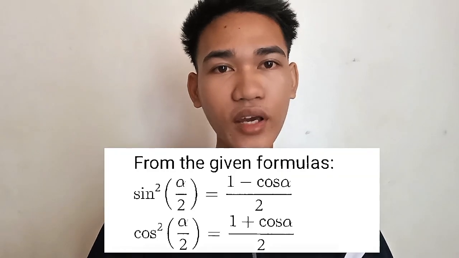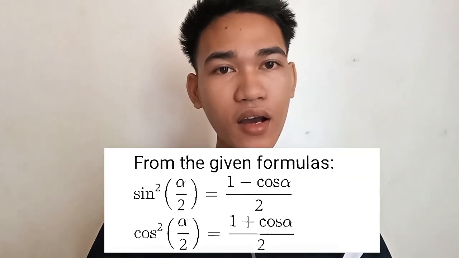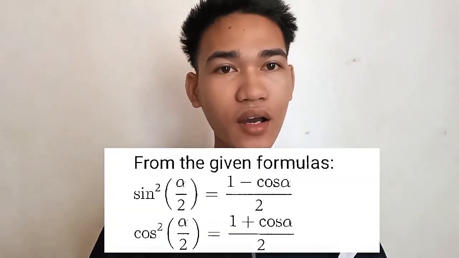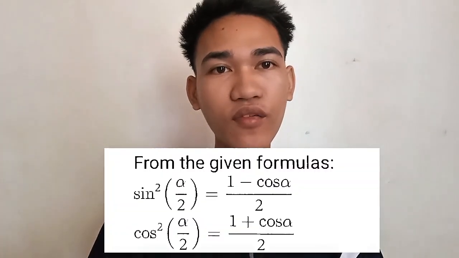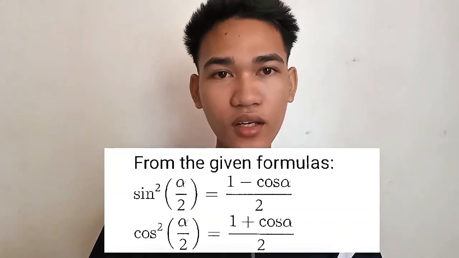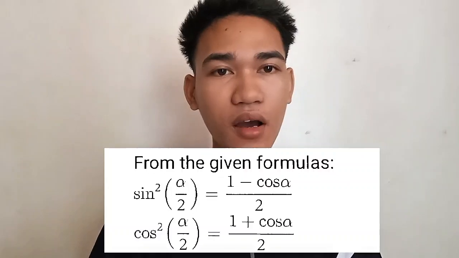The half angle formula for sine is sine squared alpha over 2 is equal to 1 minus cosine alpha over 2. And for cosine, the formula is cosine squared alpha over 2 is equal to 1 plus cosine alpha over 2. For our identity, alpha is equal to x, so we'll use these formulas with x over 2 as the half angle.